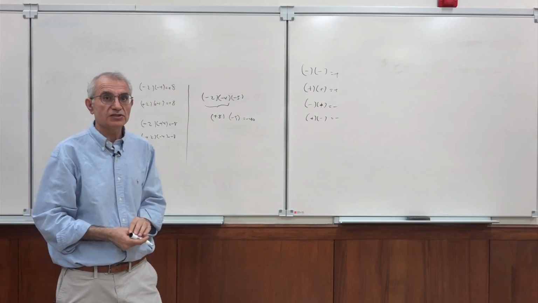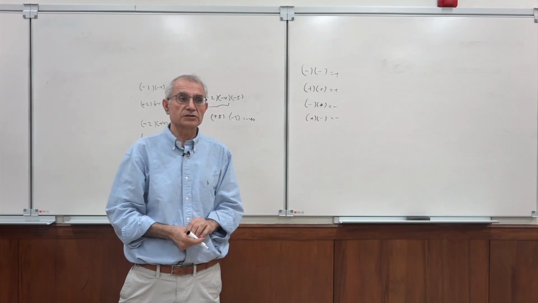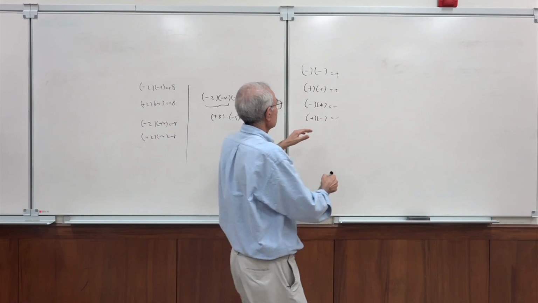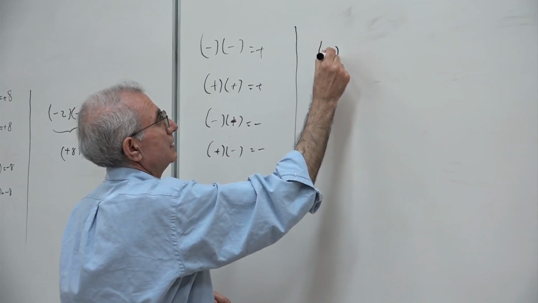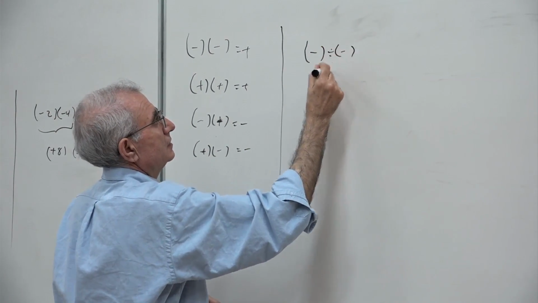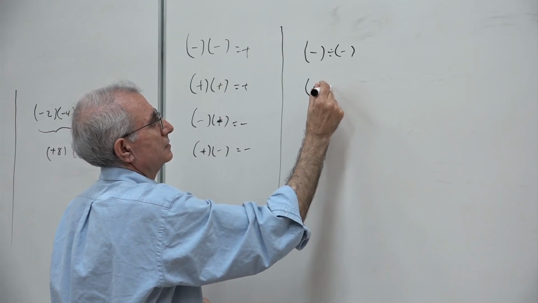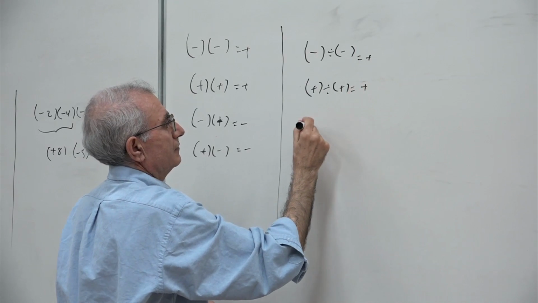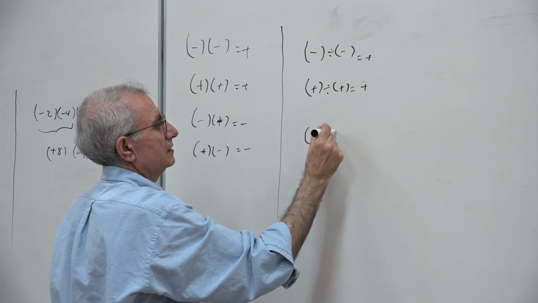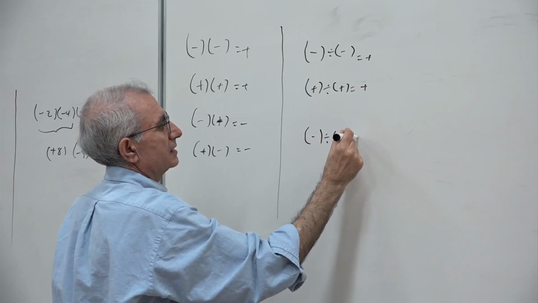The rules for division are very similar to the rules for multiplication. Let me do them next to it so you can compare them. When you're dividing a negative by a negative, or a positive by a positive, the outcome is always going to be positive. And when they are different in sign, the outcome is going to be negative.